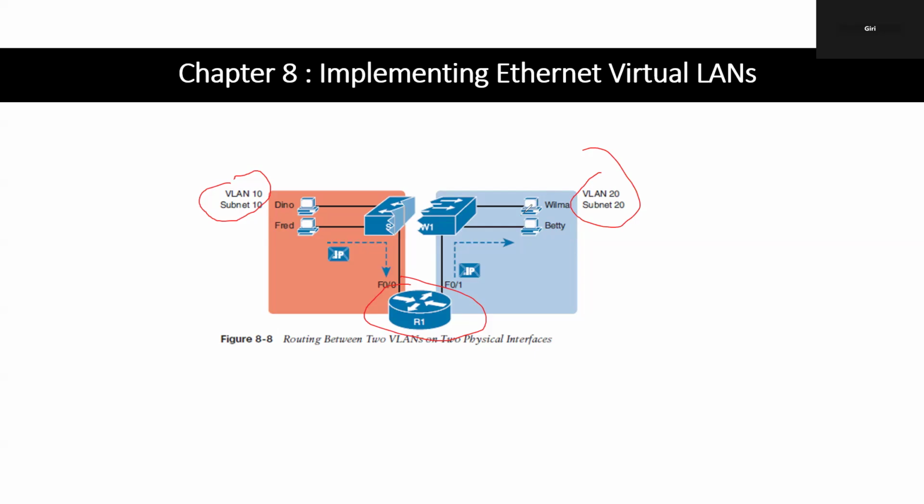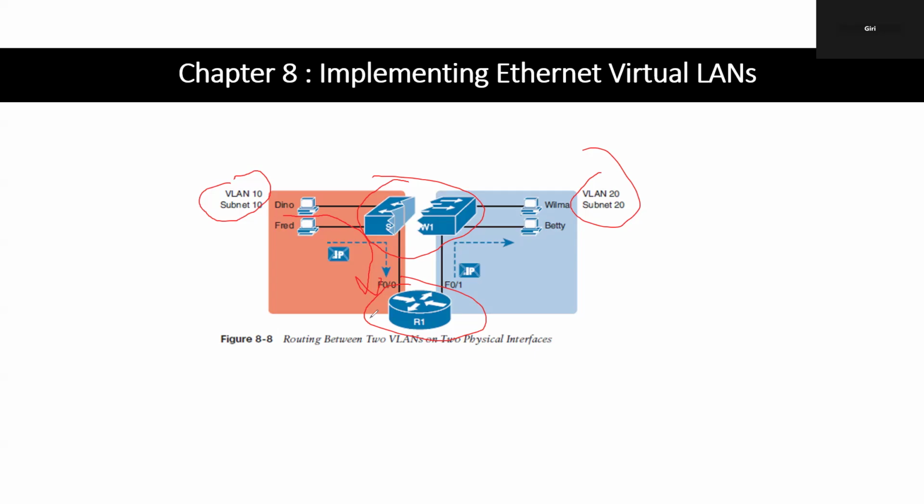Using the same layer 2 logic, let's say Dino and Fred have IP addresses in subnet 10, and they're both in VLAN 10 off of the same switch. If we take a look at this design, Wilma and Betty are still on the same switch. We just have that layer 3 instance. So if Dino and Fred send traffic, it's going to send it to that layer 3 instance, which is that router, with that interface connected to that switch.